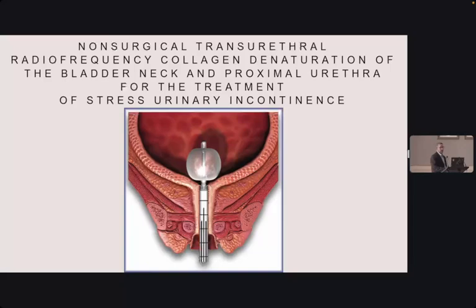Now, as you can see there, I just want to quickly describe it. The radiofrequency probe is inserted until the probe tip is within the bladder lumen. The balloon is then insufflated and the device is withdrawn. Then 23-gauge nickel titanium needle electrodes are deployed into the bladder neck, and this is connected to a radiofrequency generator. Cycles of 60 seconds are delivered to the bladder neck. The idea is that it will increase the formation of collagen.